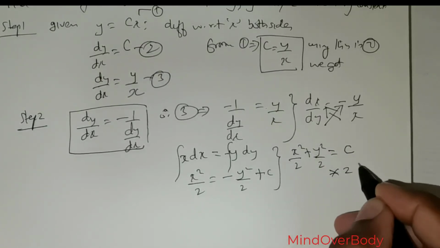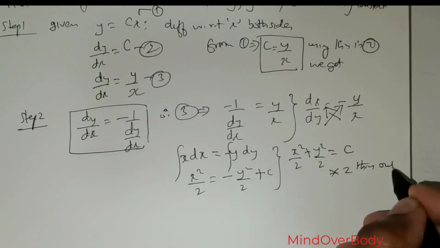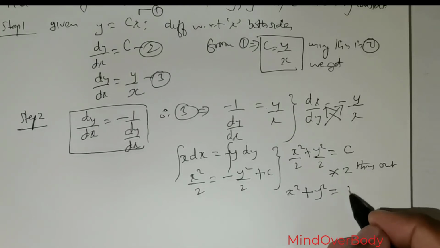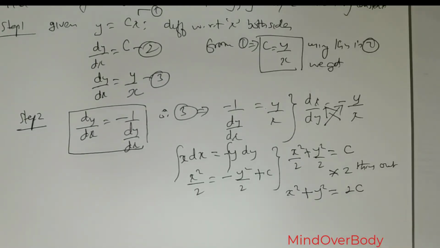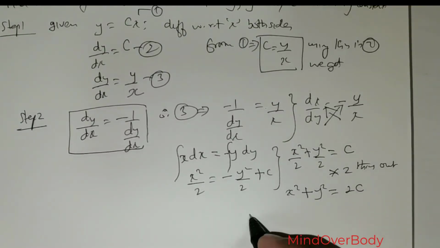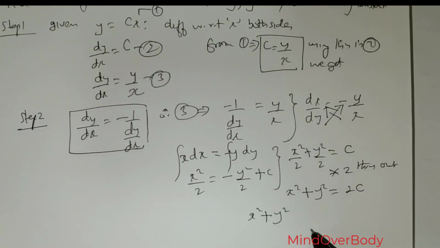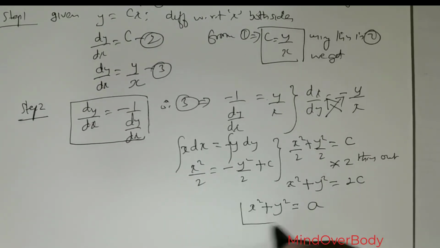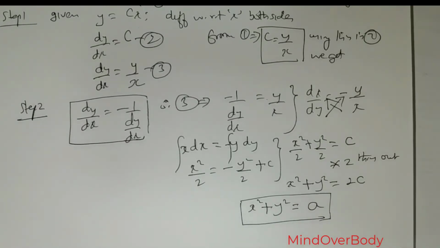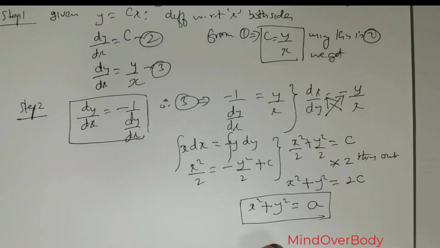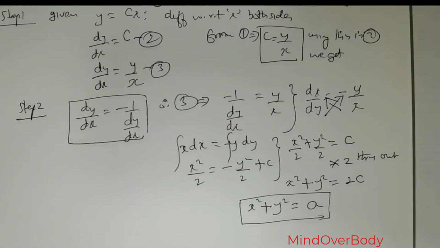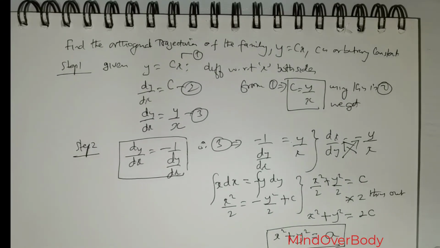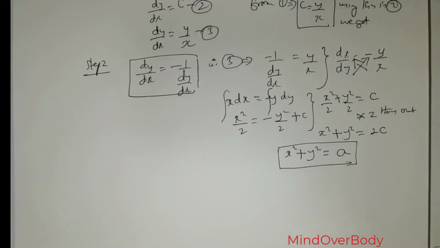I will have to multiply by 2 throughout. I don't want this 2 in the denominator. So this is going to give me x squared plus y squared is equal to 2 times some c. I want to replace this by some other arbitrary constant, so I can rewrite it as x squared plus y squared is equal to some a. So this is a beautiful solution. This is the family of curves that are functioning as an orthogonal trajectory for the given family of curves y is equal to cx. So one is a circle, the other is a straight line. So we'll move on to the next question.